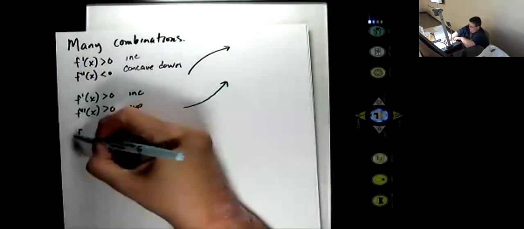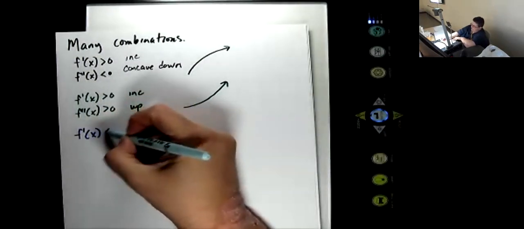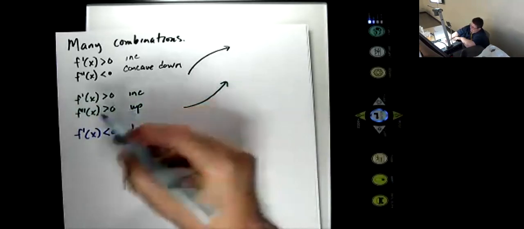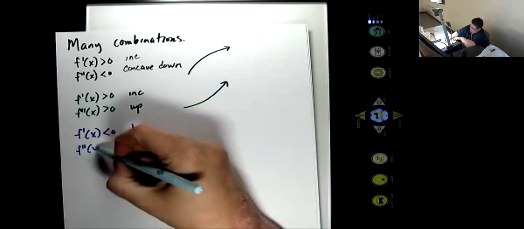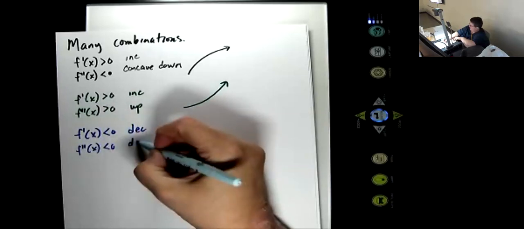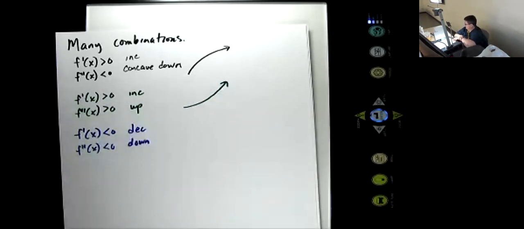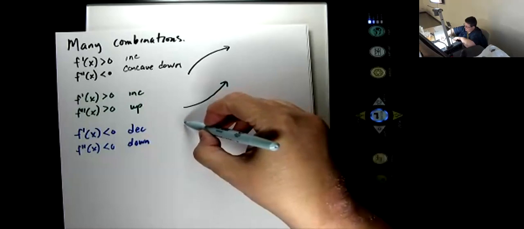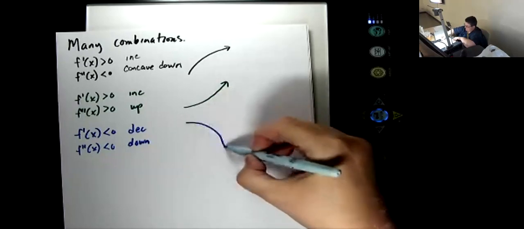And we could do our downward ones, our decreasing regions. f prime of x is less than 0, so it's decreasing. And f double prime of x is also less than 0, so it's downward. So the cup has got to face down and the slope has got to be going down also. So that's doing something like this.